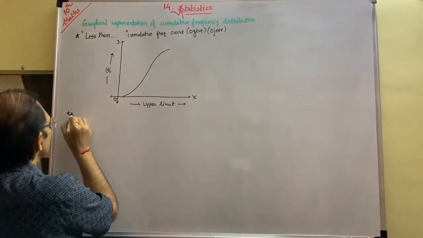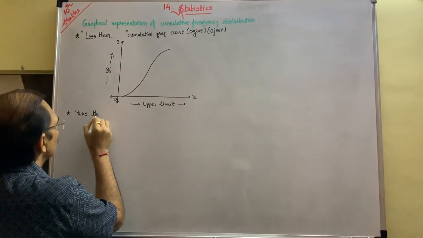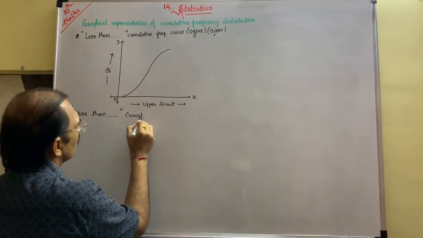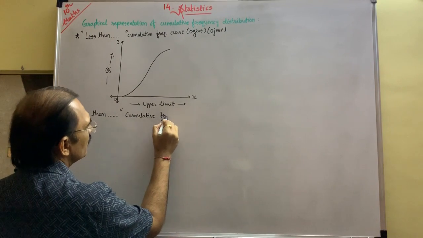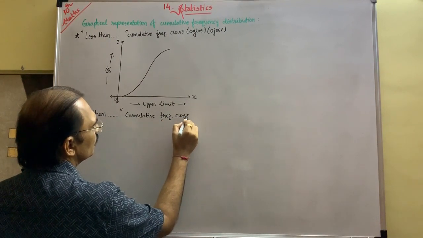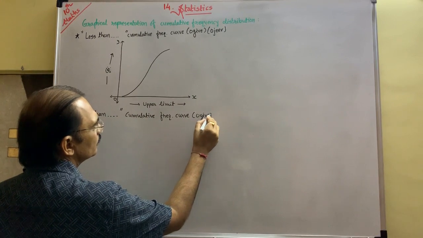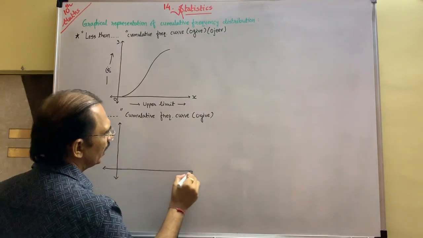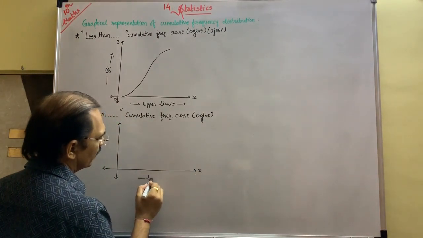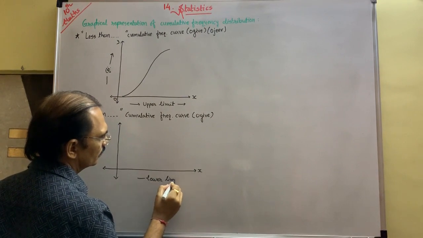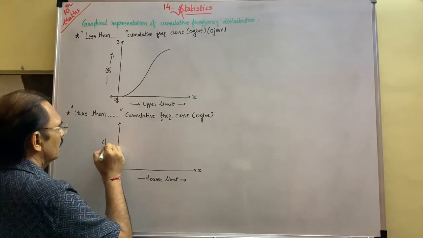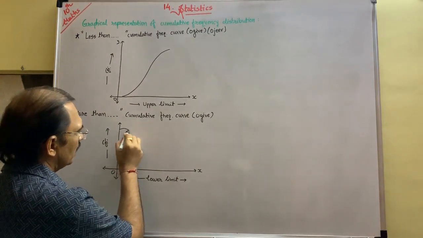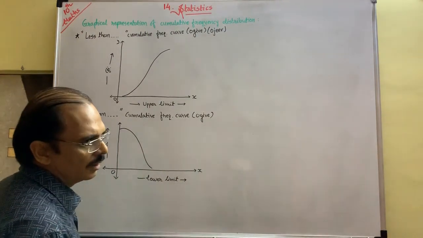And for the more than something cumulative frequency curve, which is also known as ogive, you have to plot lower limit on the x-axis and CF on the y-axis. The graph will be just like this, an inverted S curve.